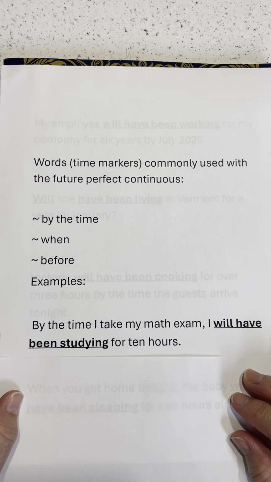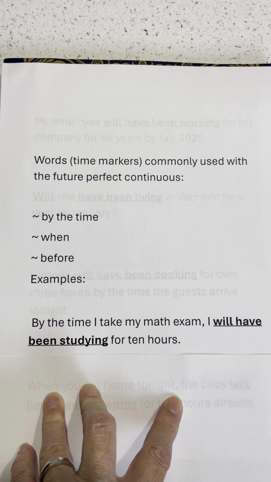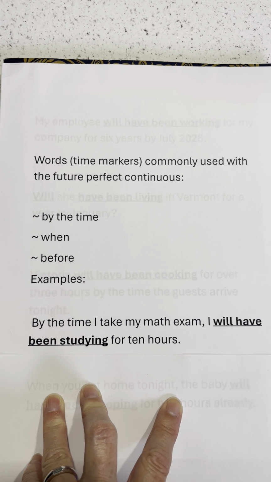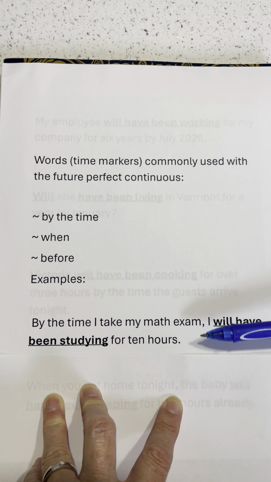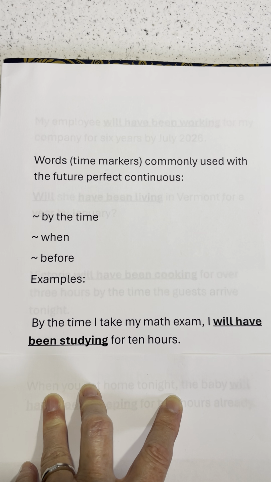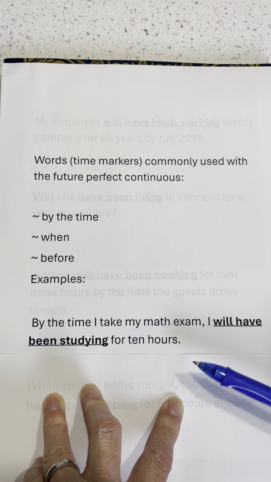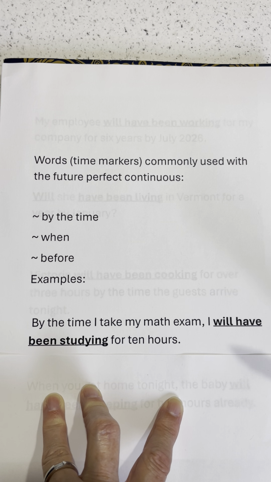All right, by the time I take my math exam, I will have been studying for 10 hours. So here's the formation, will have been studying. Now the specific point in time is when I take that math exam. Of course, it doesn't say it in the sentence, but it is at a future date. And then it says, at that point, when I take my math exam, I will have completed 10 hours of studying. Now, probably with this sentence, I haven't begun my studying yet.